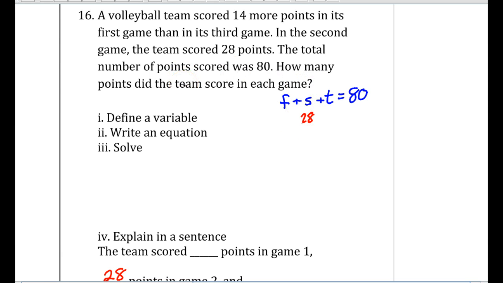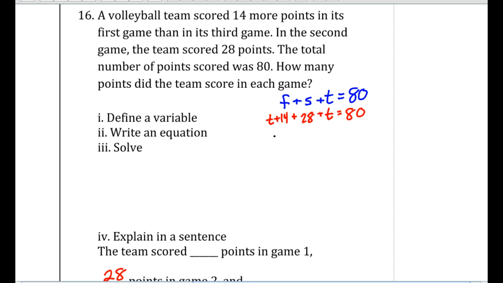Okay. So, what do we know? The volleyball team scored 14 more points in the first game. So the first game right here is going to be the third game's points plus 14 more. And we don't know what the third game is, so there is our equation. All these different games, the first, second, and the third, all add up to 80. Now we can solve this.